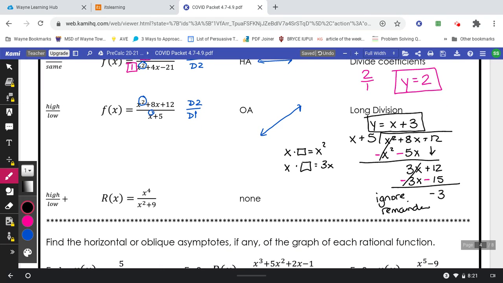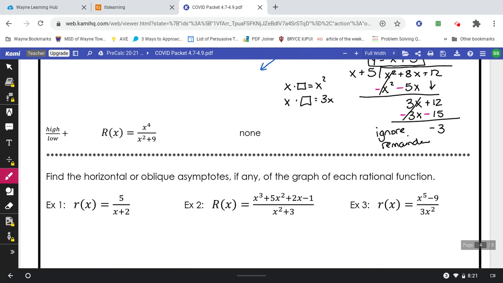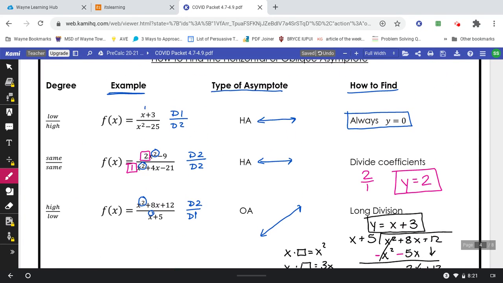All right, and we've got one more category here. This last one is called high over low plus. That's when your high degree, 4, is more than 1 degree away from your bottom one, degree 2. So that's if you have more than 1 degree difference. And this only applies for the high over low. There is no low over high plus.